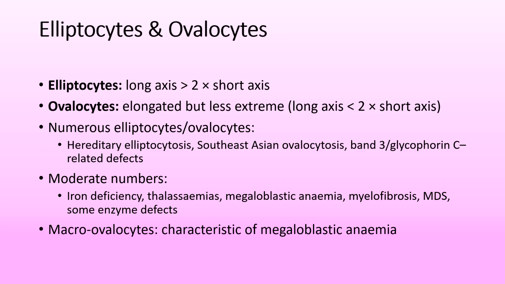Elliptocytosis and ovalocytosis are defined morphometrically. When they dominate in the smear, think of hereditary elliptocytosis or Southeast Asian ovalocytosis. And if they are very low in quantity, it can occur even in inherited cytoskeletal defects like spectrin, protein 4.1, band 3, glycophorin C also can get affected. Smaller numbers of elliptocytes can reflect some amount of dyserythropoiesis like in iron deficiency, thalassemias, MDS, megaloblastic anemia also. Macro-ovalocytes are a classic teaching point of megaloblastic anemia.